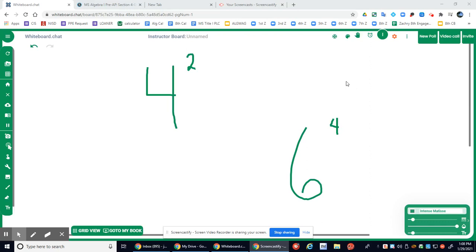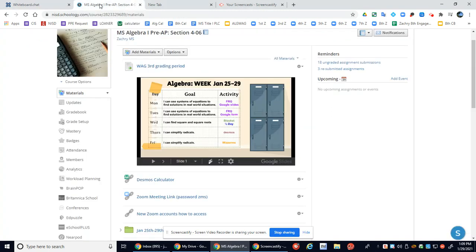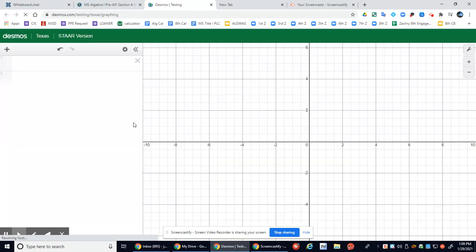Today, we're going to look at how to use our Desmos calculator for squares and other exponents, not just squares, but other exponents too. So let's say we have 4 squared. Well, if we wanted to use our Desmos calculator, we could go to our Schoology page, go to where it says Desmos calculator, because guess what? This one takes us directly to the Texas version.